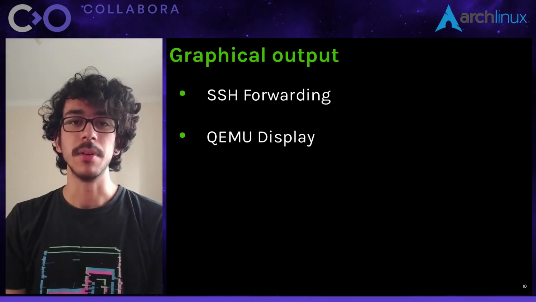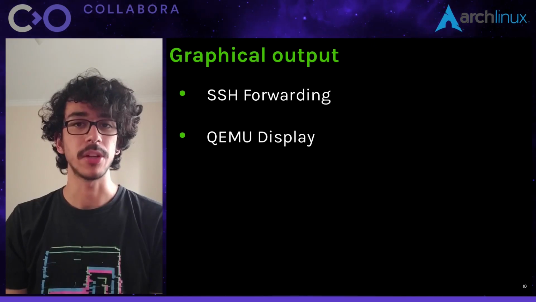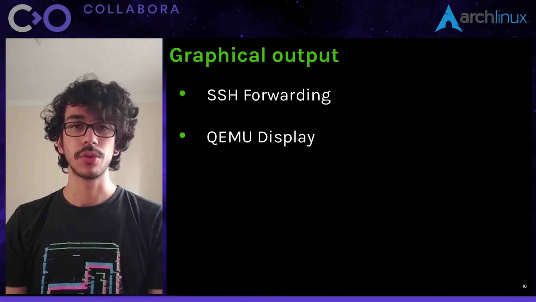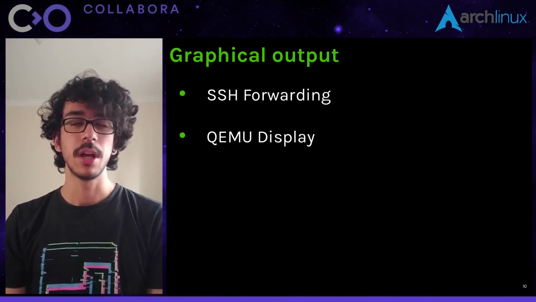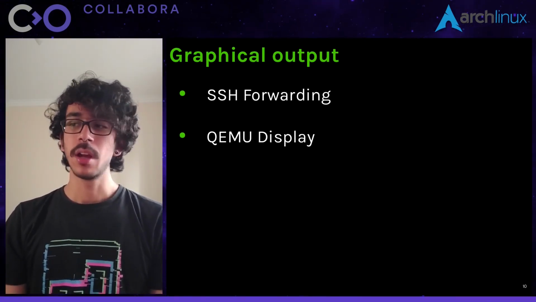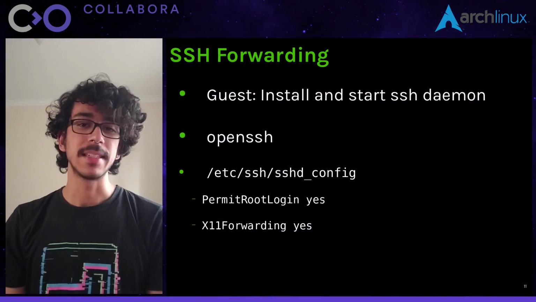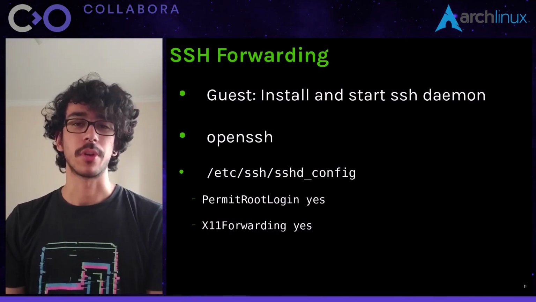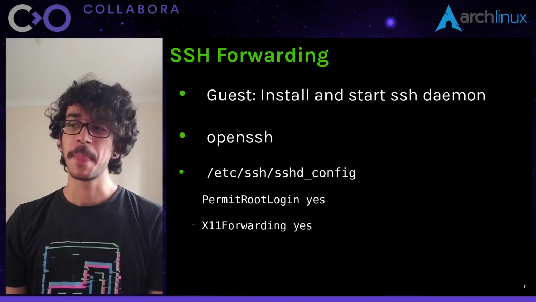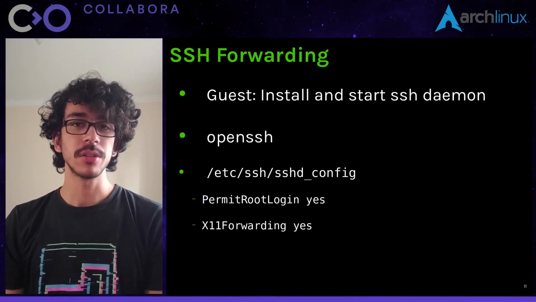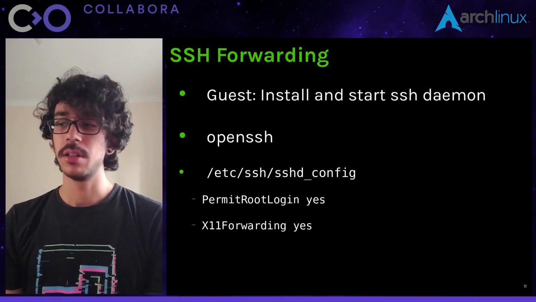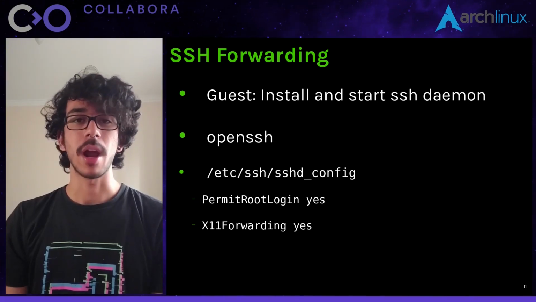During your testing, you may be required to use some graphical applications, and I know two ways of doing that. My favorite one is the first I'm going to show, that is SSH forwarding, but you can also use the QEMU display. So in order to use SSH forwarding, first you need to install the OpenSSH server on your guest and initiate the daemon. You can find it in the OpenSSH package. And then you change some configuration in the SSH configuration file. Namely, you permit root login and also you say yes for X11 forwarding.